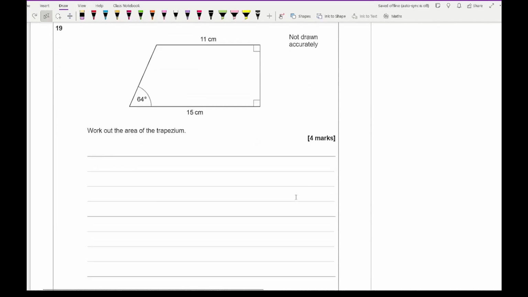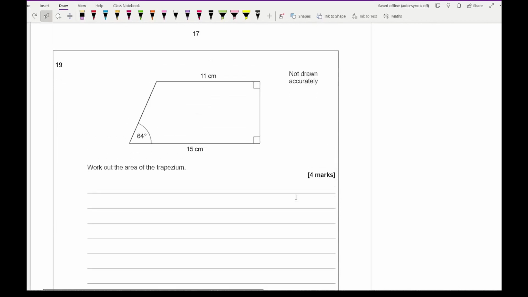And moving on to question 19, it says work out the area of the trapezium. Now to work out the area of a trapezium, the formula is a plus b all multiplied by h divided by 2. So labeling this up, we've got a and b are our two parallel sides. I don't know what h is, so I need to work that out first. Now if I draw this line here, which is also the height, I'm just going to call that x, and I take this triangle out.